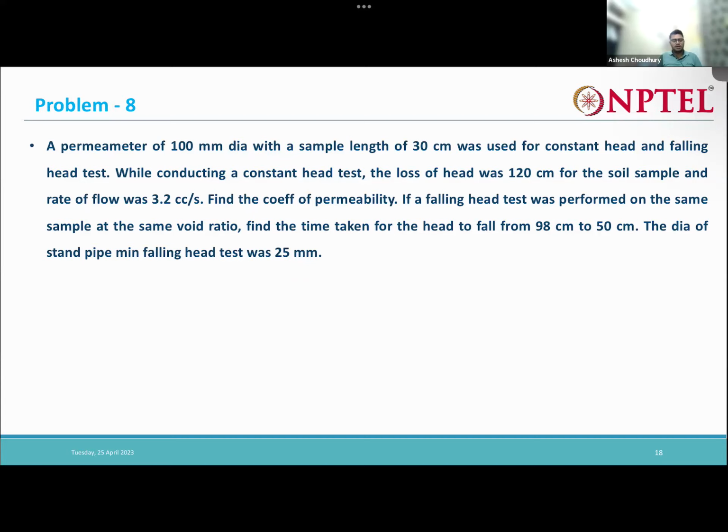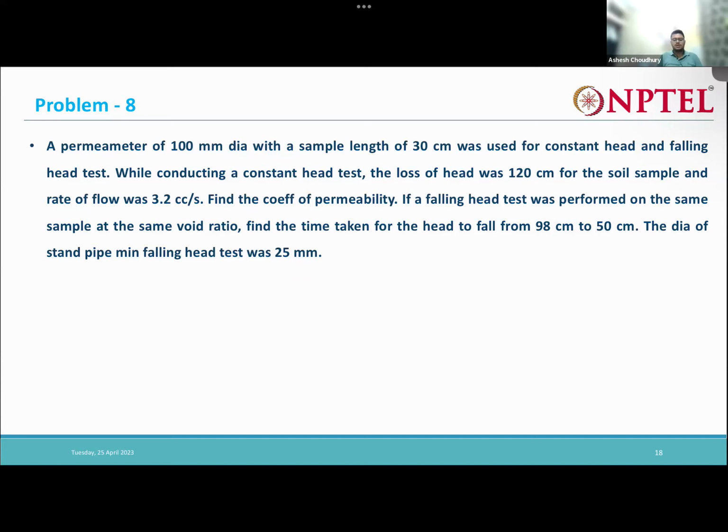So the flow of water through this medium is actually given by which law? Darcy's law. What Darcy's law says is that the velocity of flow of water through soil is proportional to the hydraulic gradient. So V is proportional to i, and i is nothing but H by L.